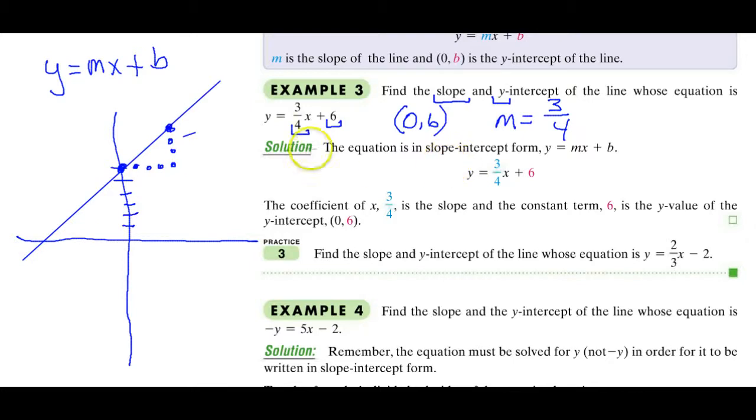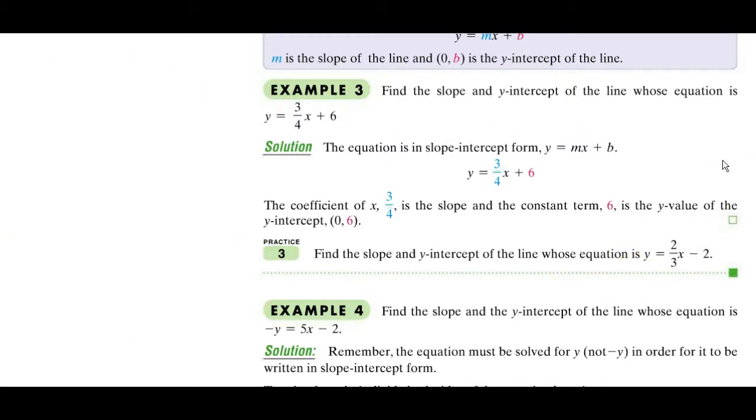Wow. No T-chart, just graphing from this. And for this one, the y-intercept is 0, -2. The slope is 2/3.